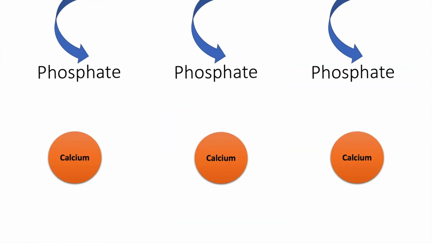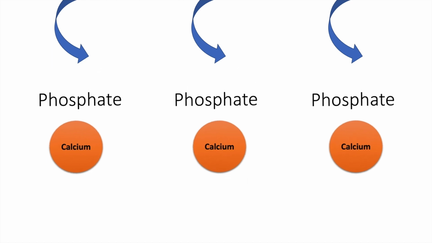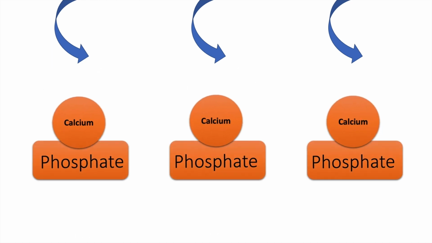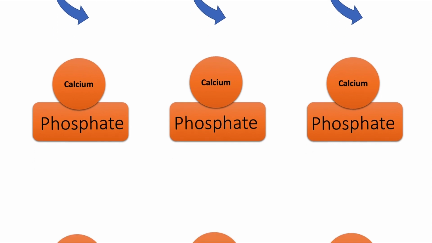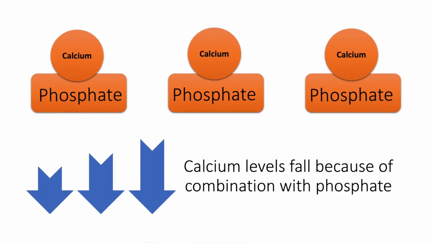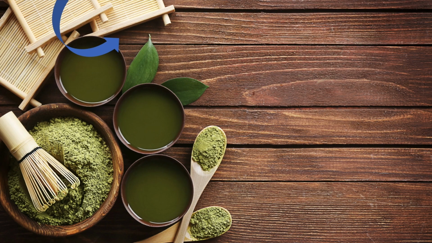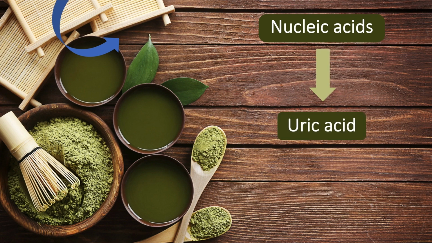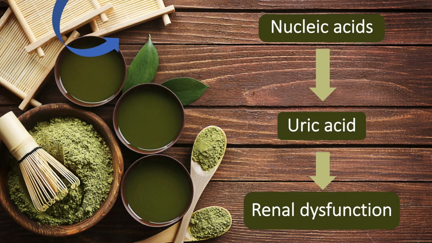Similarly, the additional phosphate so released will combine with the calcium present in the serum, and this will cause a progressive decrement in the calcium levels because of combination with phosphate. The excessive nucleic acids that are released are eventually metabolized to uric acid, which causes renal dysfunction.